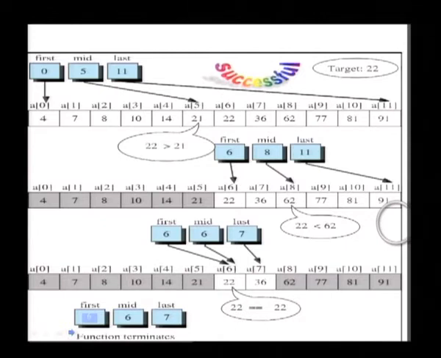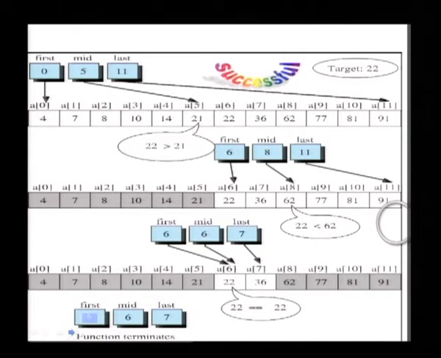So, A is the array here and the target key is 22 and there are 12 elements in this array. As you can see, 22 is present in this array, it is in the array location indexed by the value 6. So, the algorithm is very simple, it keeps track of 3 values which are called first, mid and last.